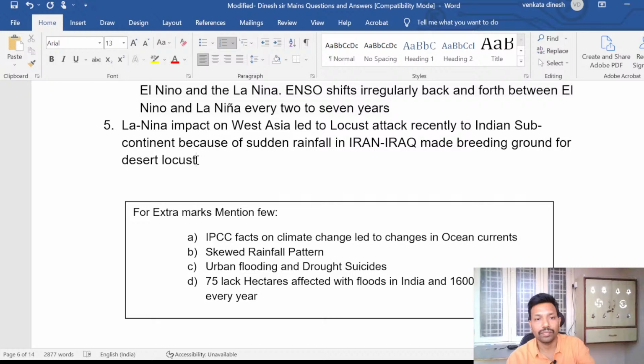And for extra marks, you can always mention IPCC facts on climate change leading to changes in the ocean. The Intergovernmental Panel on Climate Change has already said that there are changes in and around the Sargasso Sea. You can mention that 75 lakh hectares are affected by floods in India and 1600 lives are lost every year. This is a justification point for the La Nina case or the El Nino case. El Nino case: drought, suicide. La Nina case: urban flooding. You have to prove to the examiner that you know so many things, but within a word limit.